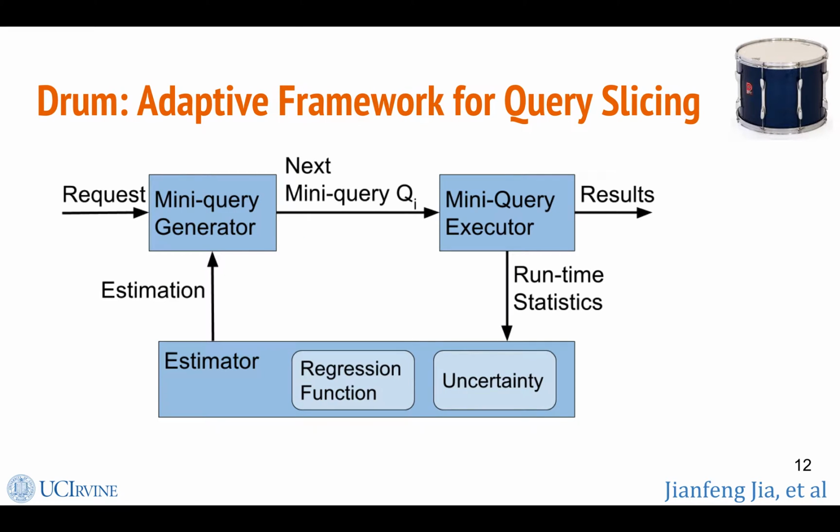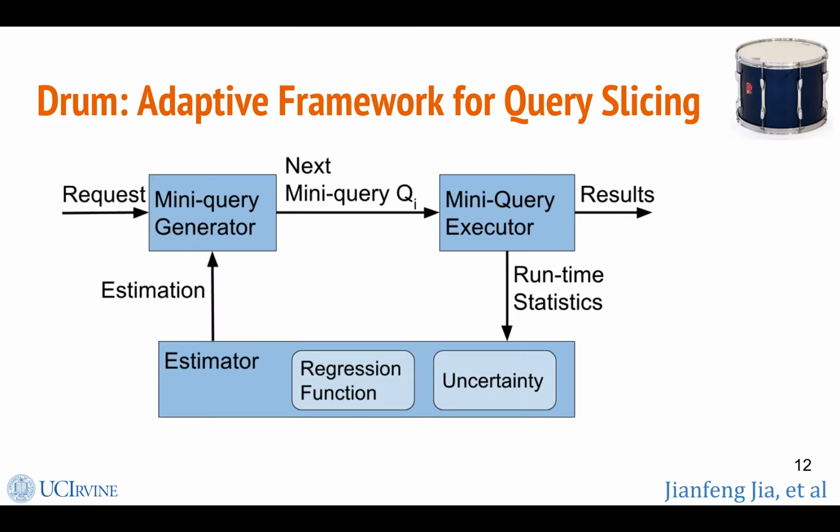As we can see, the previous query response time actually affects the next query. So we present DROM, an adaptive framework to adaptively slice the mini query based on the mini query performance. It consists of three main components. The mini query generator uses estimation information given by the estimator to decide the range of the next query.